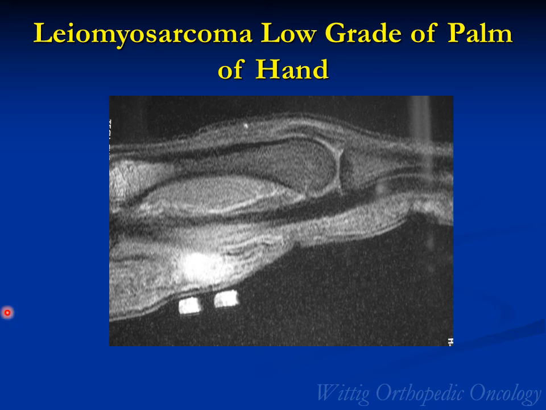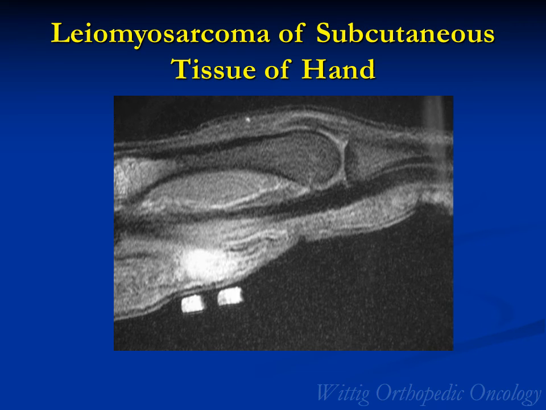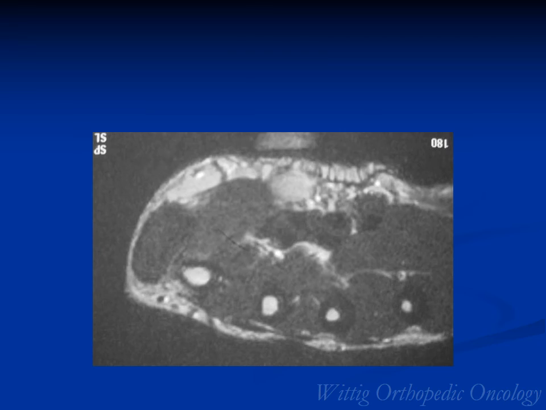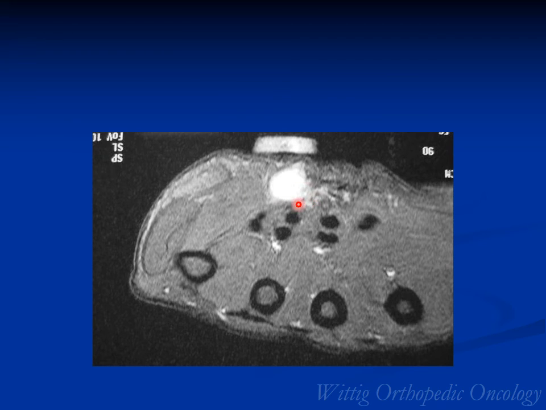This is an MRI of a subcutaneous Leiomyosarcoma of the hand. This is a low-grade tumor. You see the tumor in this location. Again, another view. This is the axial T1 weighted image where there's a mass that's similar signal intensity as muscle, very small mass. This is with gadolinium administration, the mass enhances. And this is the T2 weighted image where it's very high signal. Nothing specific about the MRI appearance.